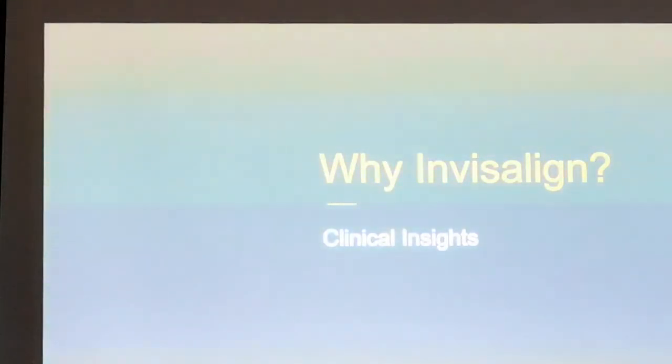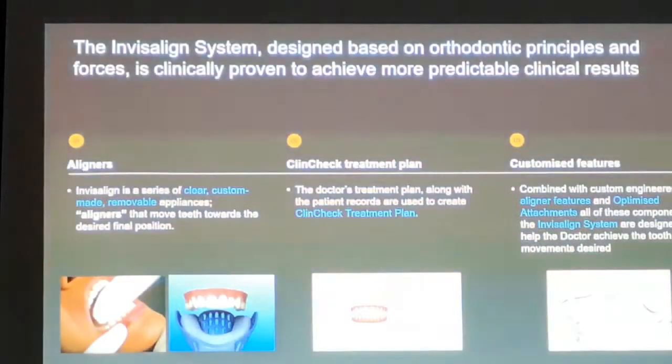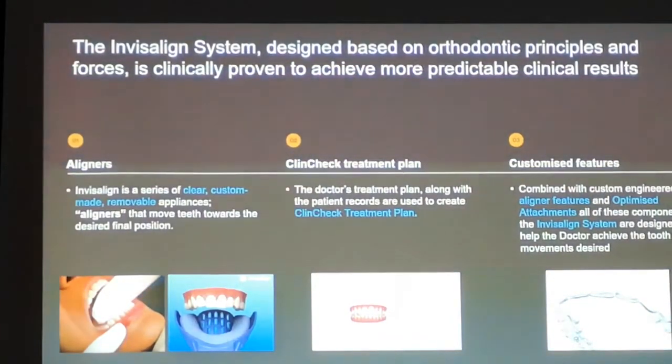And from the clinical insights, we have 3 different things that are different from other companies. The first thing is that we use aligners. It's a clear, custom-made removable appliance to treat patients. So we will call each plastic tray an aligner.